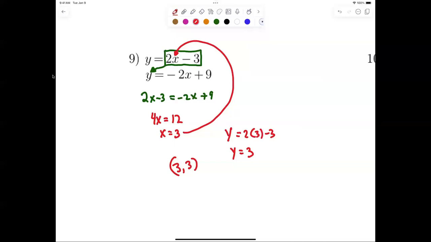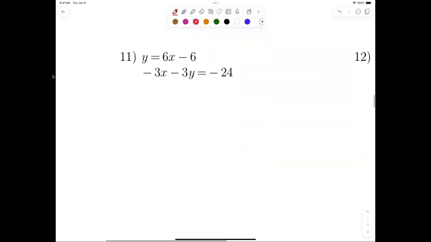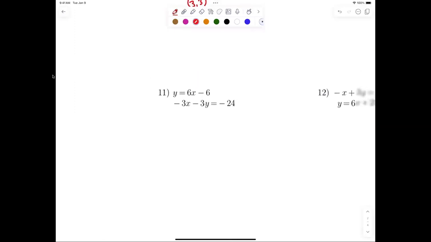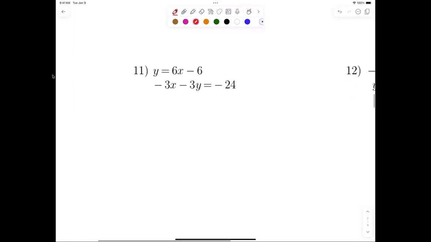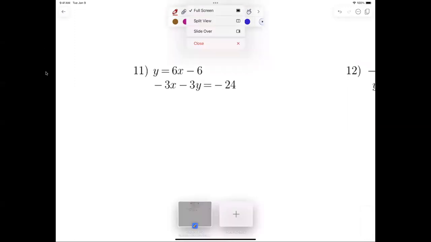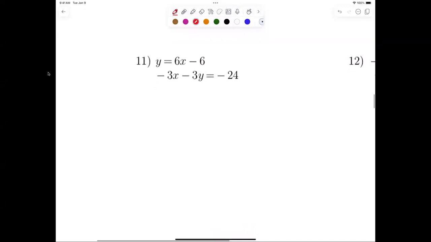All right, here we go. I'm going to pause the video. Come on now. Again, I just don't think it's that difficult. It's a substitution. What does y equal? Y is equal to 6x minus 6. So I'm going to put that in for this y right here.